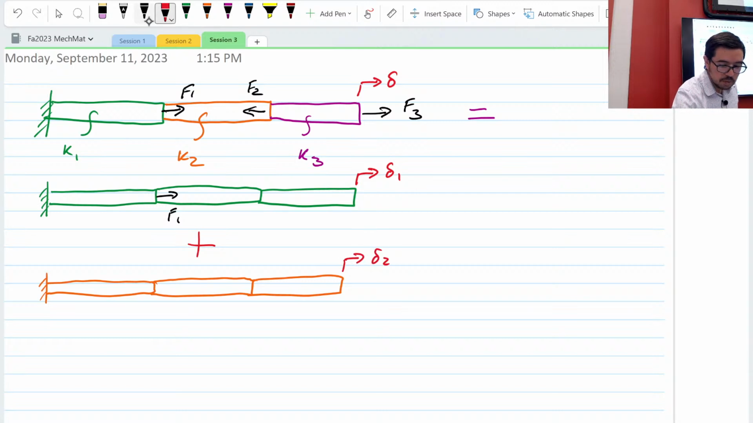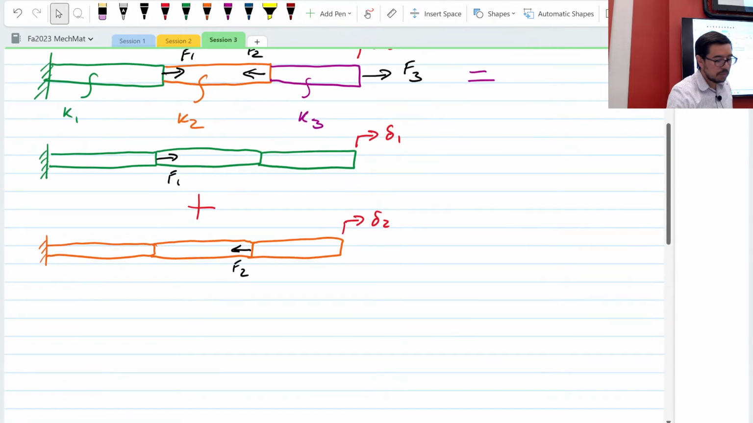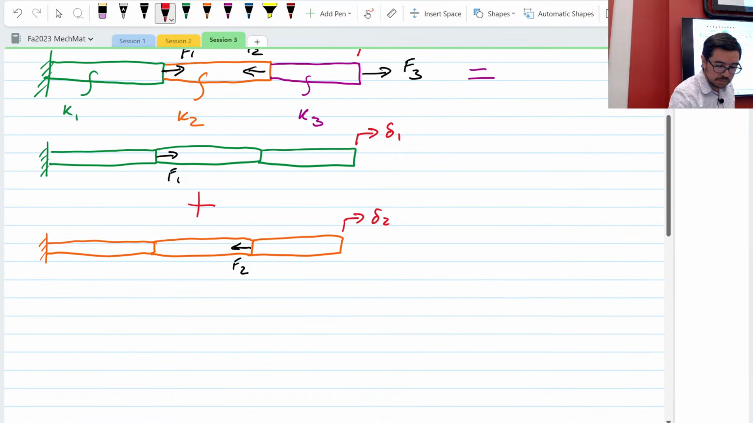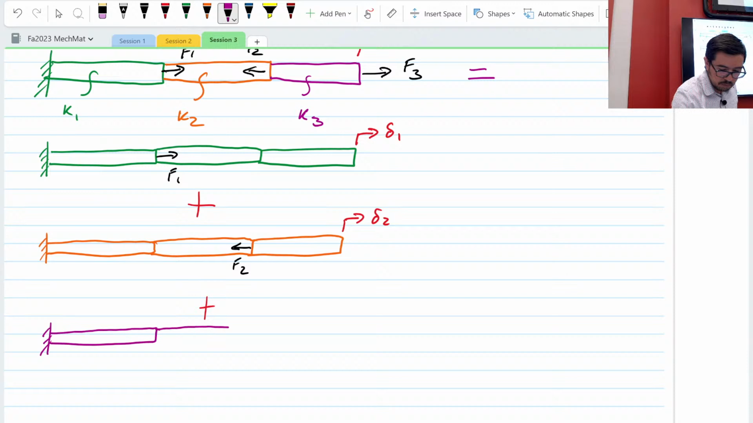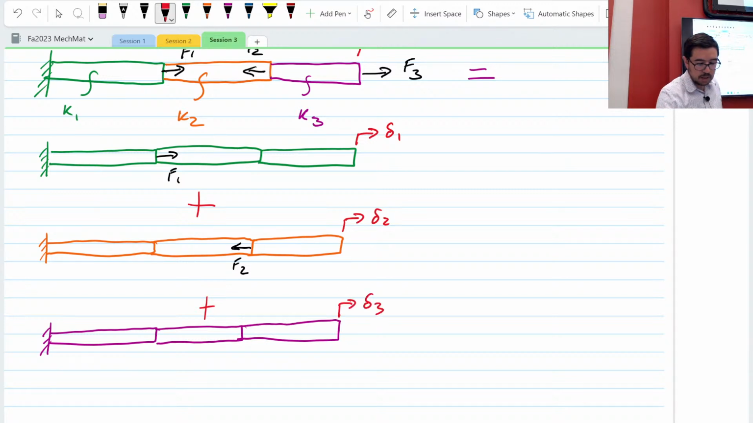Just due to F2. Okay? And we're going to look at the response. Okay, just due to F3. Okay? And this is using superposition.